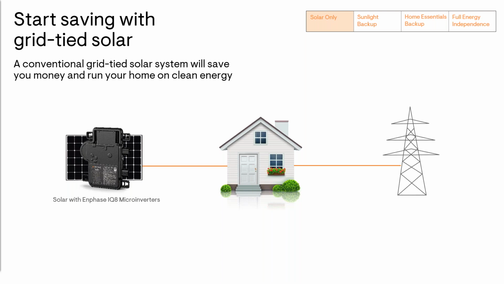And whenever the system is producing more power than the home requires, that excess power is fed back to the utility. Most solar customers have agreements with their utility that earn them credit for this excess power called net metering. In summary, the solar-only configuration will save the homeowner money while powering their home with clean energy.